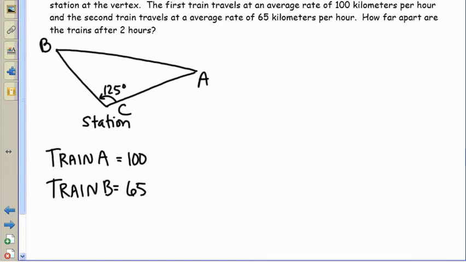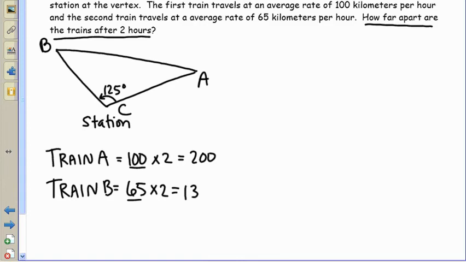Then the other thing says we want to figure out how far apart the two trains are after 2 hours. So we're given that train A is traveling at a rate of 100 kilometers per hour and train B is traveling at a rate of 65 kilometers per hour. So if we want to find how far apart they are after 2 hours, we need to multiply each of these by 2 to figure out the distance that they have traveled. So this would be 200 kilometers and 130 kilometers in 2 hours, I should say.